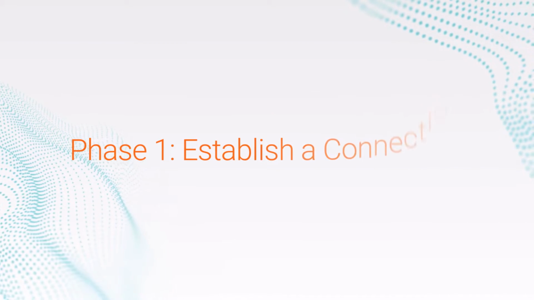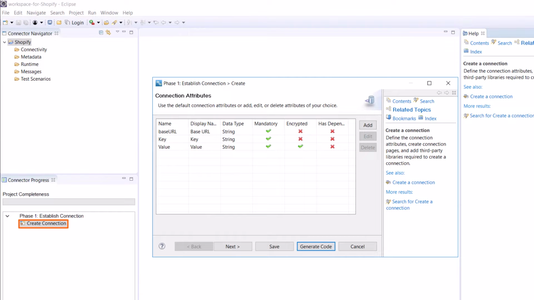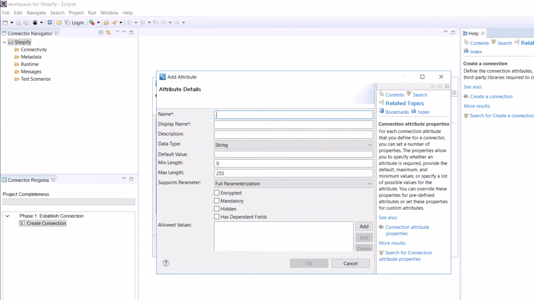Let's go to Phase 1 and create our connection to Shopify. First, we'll connect to an endpoint. When you selected an authentication type, the Informatica Connector Toolkit auto-populated some connection properties. You can add, edit, or delete properties. To connect to Shopify, we'll need the base URL, key, and value. Then we'll add the optional connection attribute shop name, enter details for the shop, and save it.